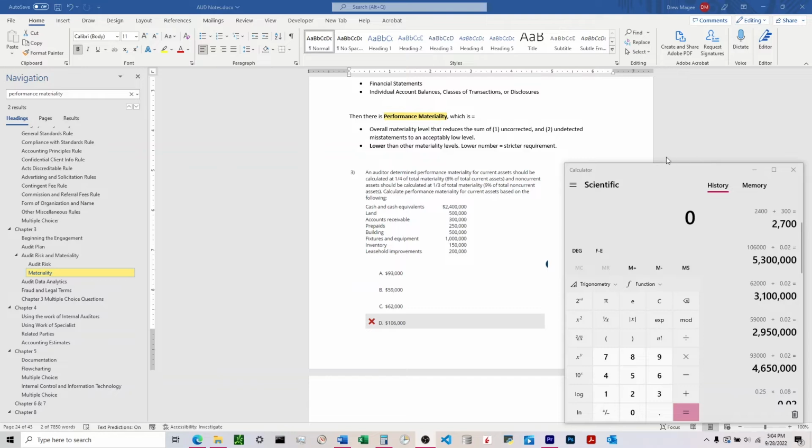All right, so here's another one, and it's the same exact structure, except we're using assets this time. All four of these answer choices are going to be whole numbers, so we're going to have to take it one step further this time. It says, in order to determine performance materiality for current assets, it should be calculated at 1/4 of total materiality. Then it has 8% of total current assets in parentheses. Then it has non-current assets at 1/3 and 9% in parentheses. It says calculate performance materiality for current assets based on the following.